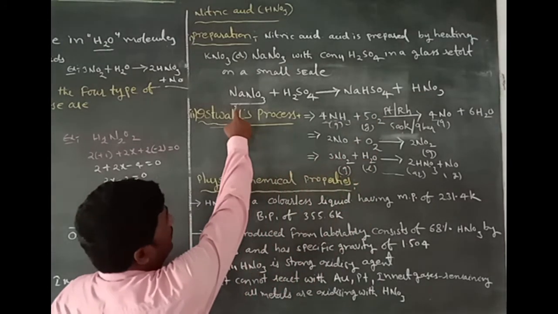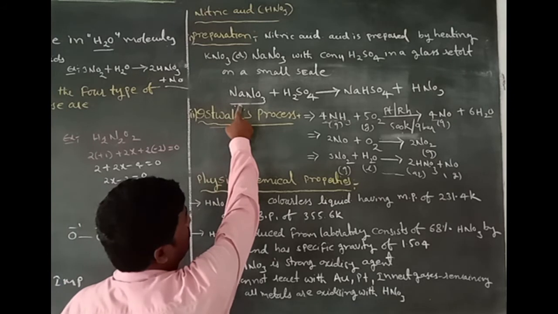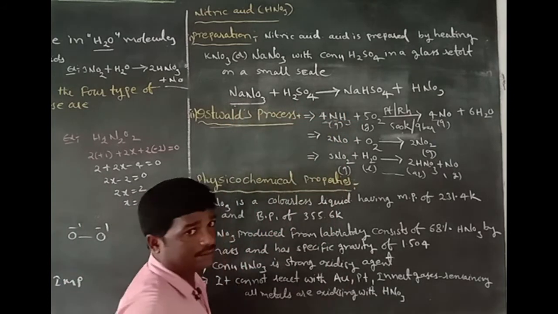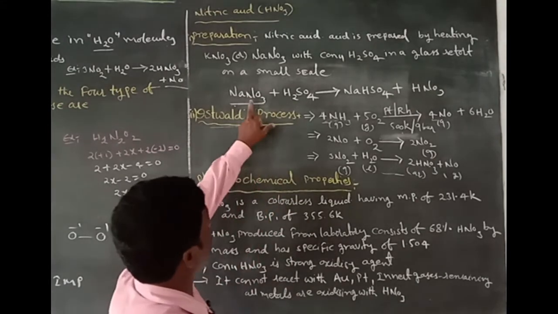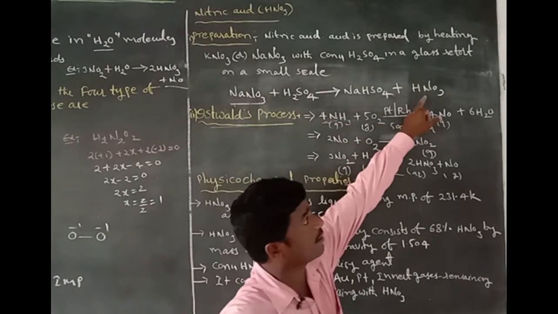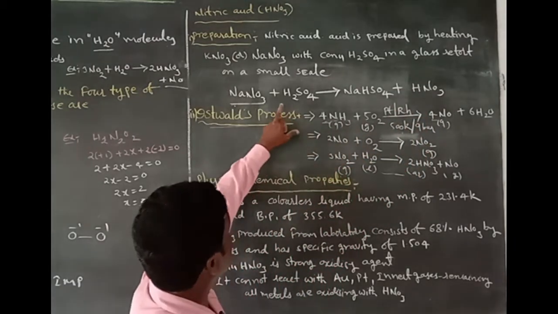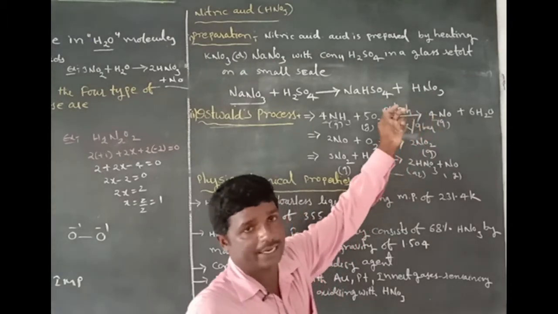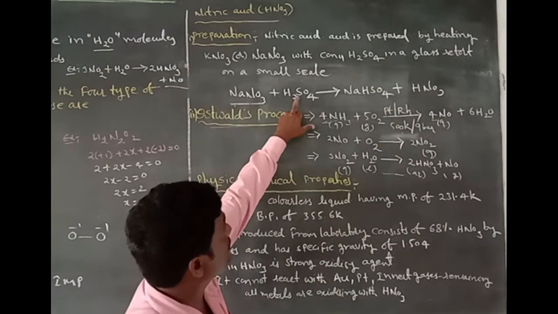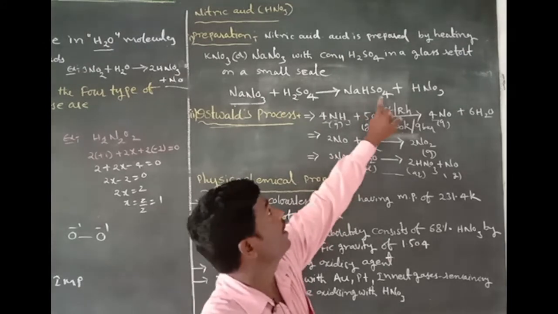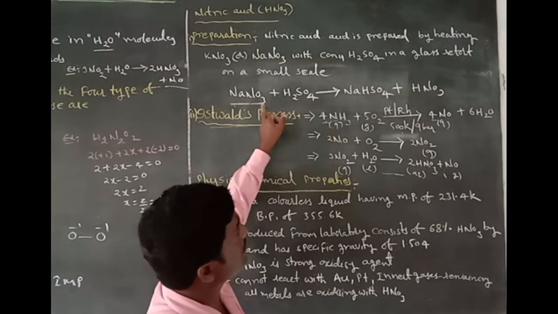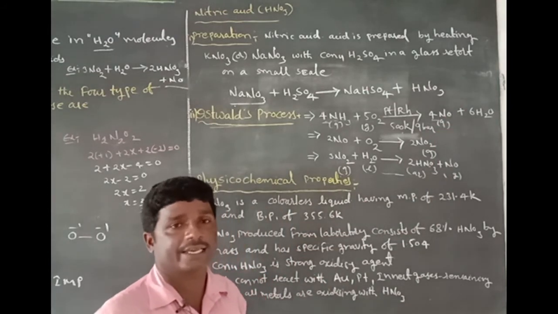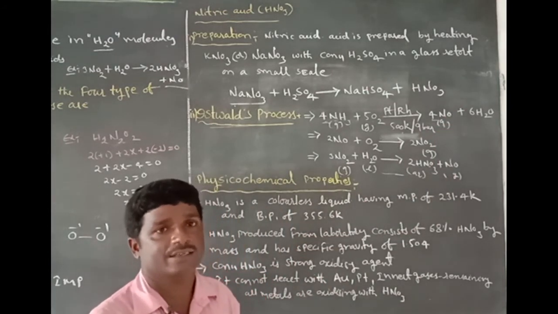On the left side, sodium atom 1 and on the product side 1, so they are equal. Next, nitrogen atom 1 and nitrogen 1. Hydrogen: 1 plus 1 is 2, equal in reactants and products. Sulfur 1, sulfur 1. Oxygen: 4 plus 3 is 7, on both sides. So the different atoms are equal in reactants and products.